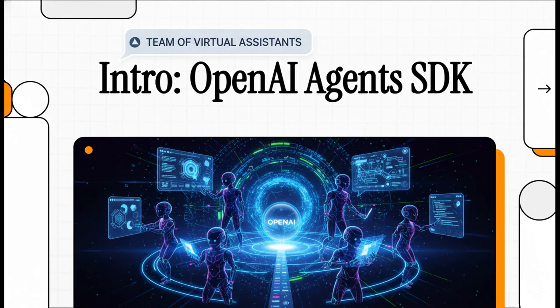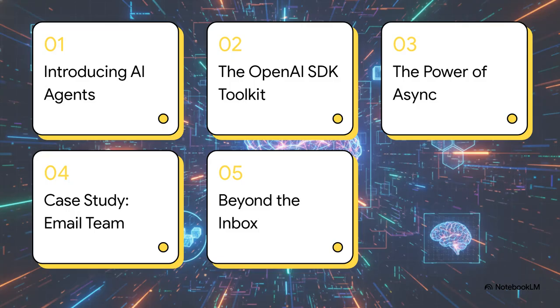The answer, it turns out, starts with a really cool new toolkit from OpenAI. Let's break it down. All right, here's our game plan. First, we're going to get clear on what an AI agent even is. Then, we'll pop open the hood on the OpenAI SDK. After that, we'll cover the secret sauce that makes these agents super fast and efficient. Then, and this is the fun part, we'll see it all come together in an amazing case study about an automated email team. And finally, we'll get you thinking about what you could build next.